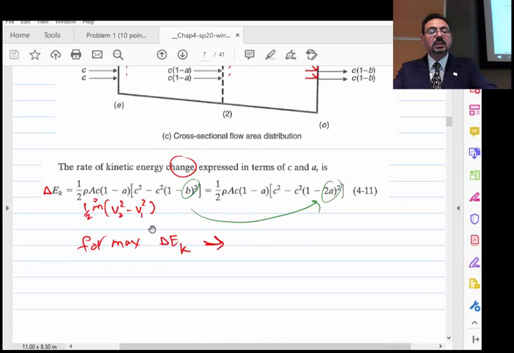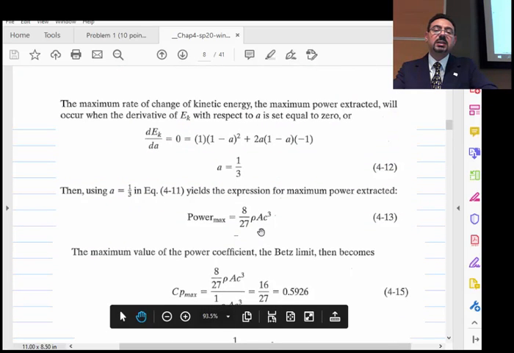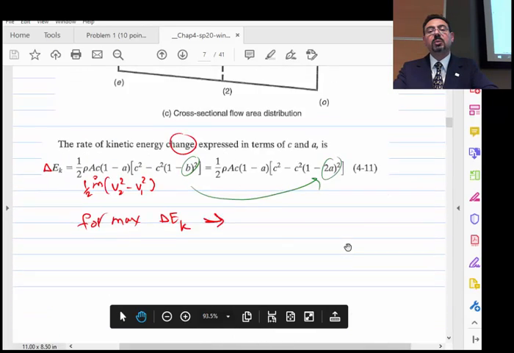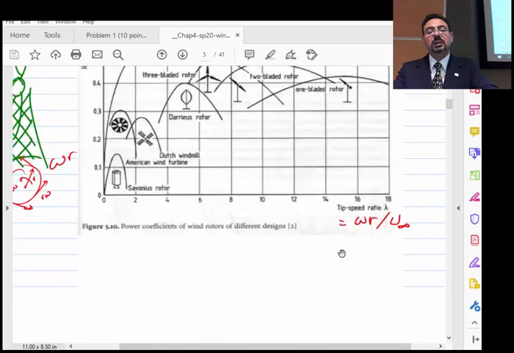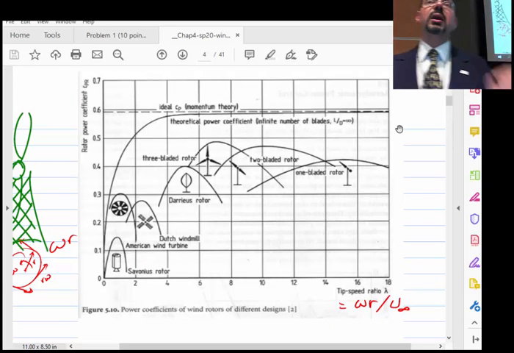Okay, so using A equal 1 over 3 in here, you realize this is the maximum power. And dividing the output power over the input that we have, which is half rho A C cubed, you get 16 over 27, which is 0.59. And that is the best limit. And as you can see experimentally, all those wind turbines that they have been testing, no one ever got closer to this.